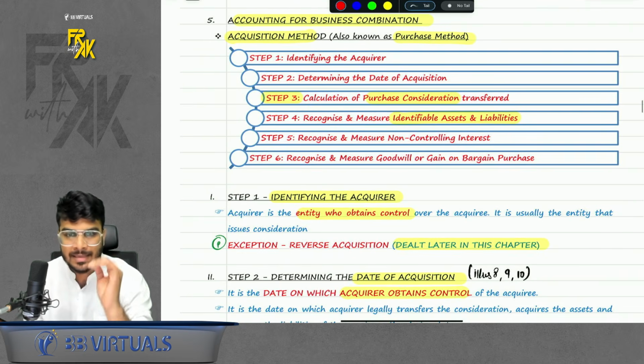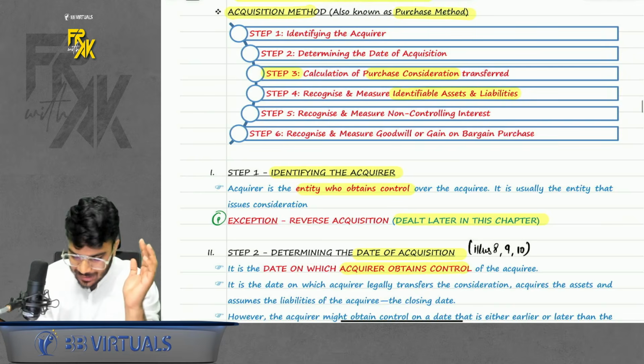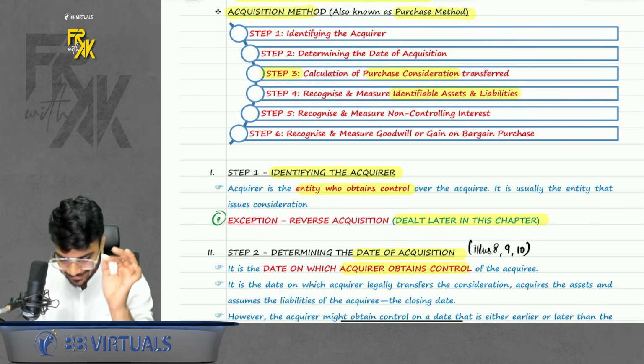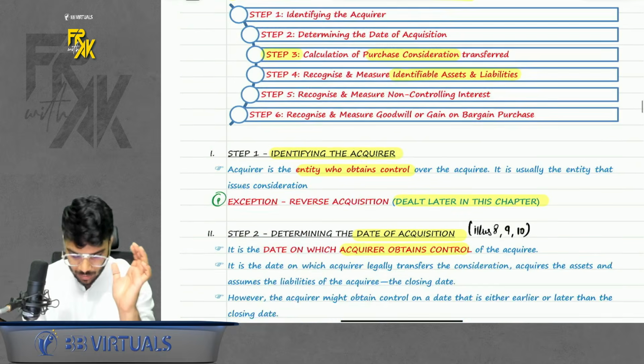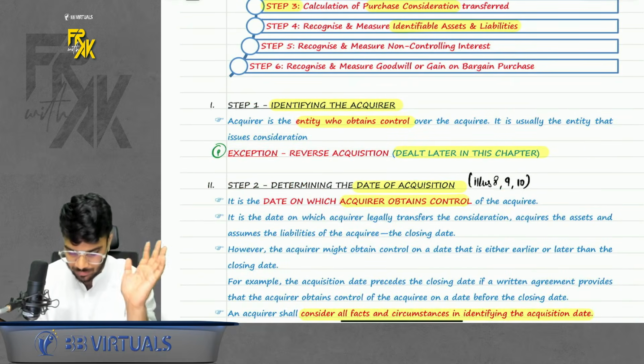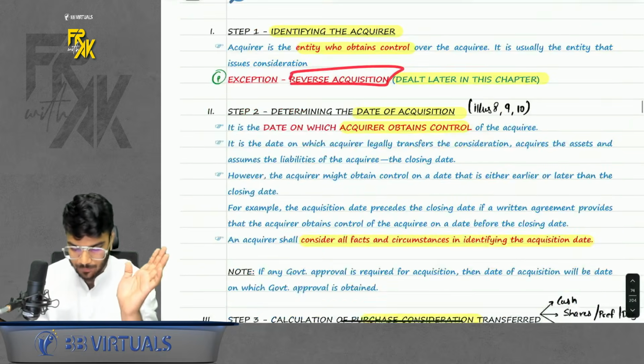Okay, let's discuss all the steps one by one. First step was identifying the acquirer. Who is the acquirer? The entity which obtains control is the acquirer. So let's say AK acquired Mukku Limited, so AK is the acquirer. There is one exception which we will discuss later on, that is reverse acquisition. Don't discuss it now. Let's proceed.